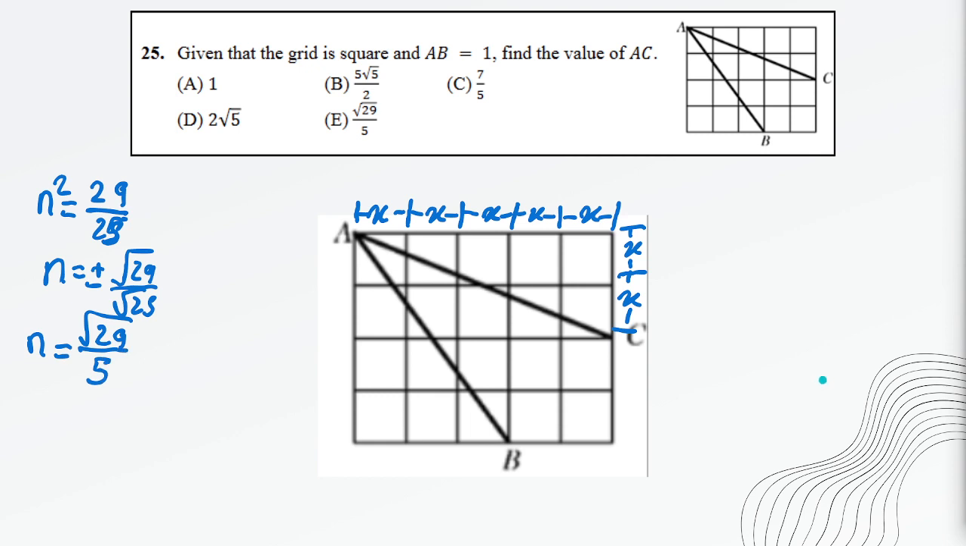So we know that n squared equals 29 over 25, which means n equals plus or minus root 29 over 25. Since, again, AC is a length, it can't be negative, so we're only going to take the positive version. So n equals root 29 over root 25. We know that root 25 in the denominator is 5, and you can't simplify root 29, so we just leave that in the numerator, giving us the answer n equals root 29 over 5, or AC equals root 29 over 5.